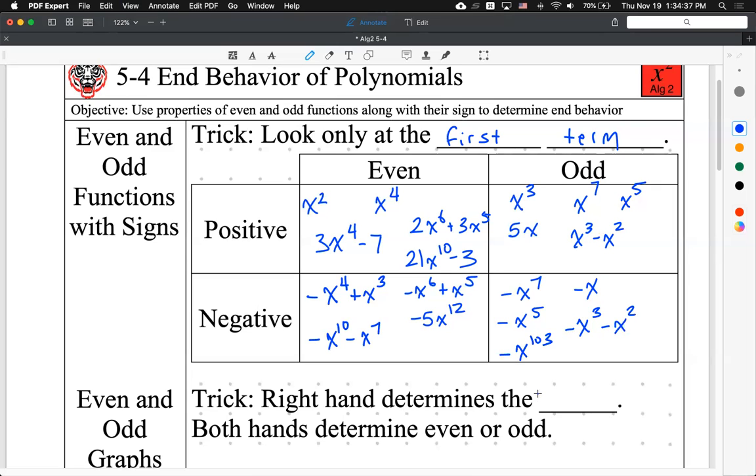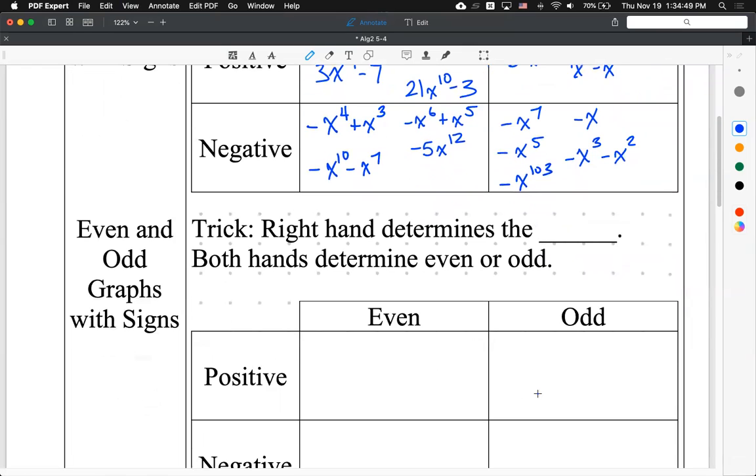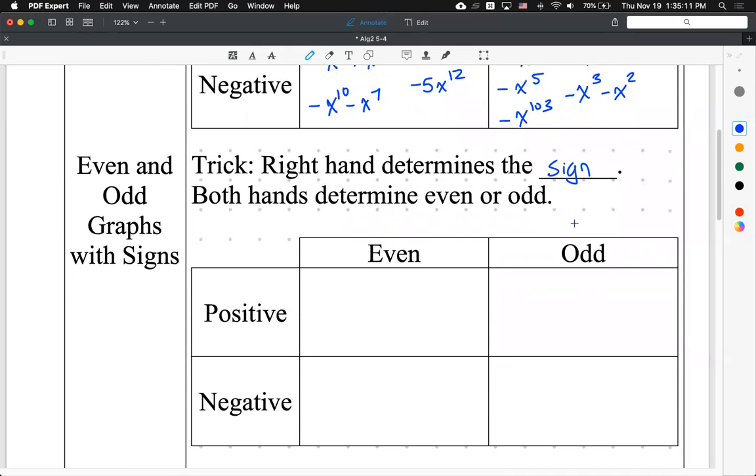All right, I think everyone give me a fist of 5. How well do you understand the difference between even, odd, positive, negative? Everyone's giving me a 5 or a 4 right now, which is awesome. That's what I need. That means you guys are ready to start dancing. Here's another trick. Your right hand will always determine what your sign is. It determines the sign. And then both hands are going to be used to determine if it's even or odd. So let me go ahead and start teaching you guys how to dance.